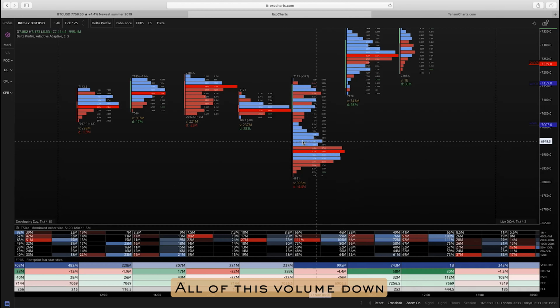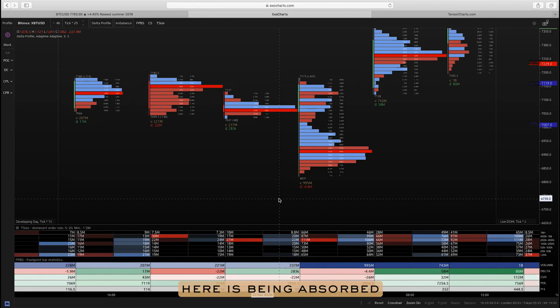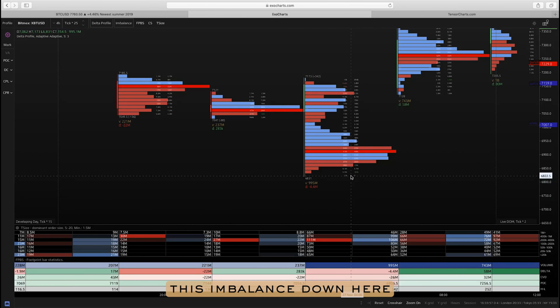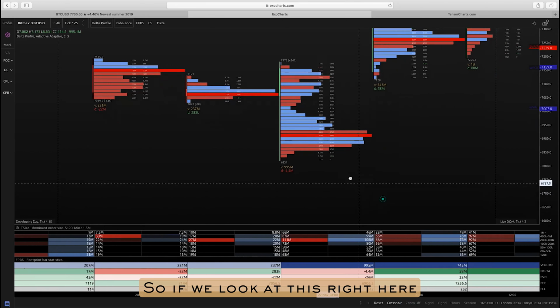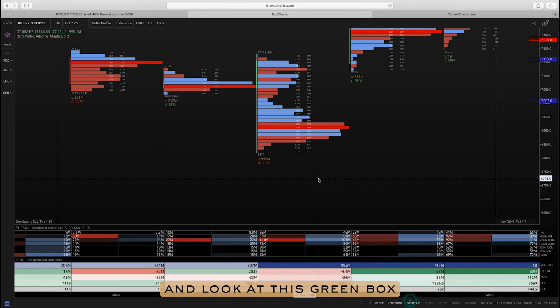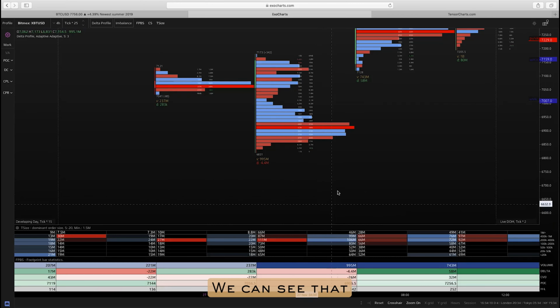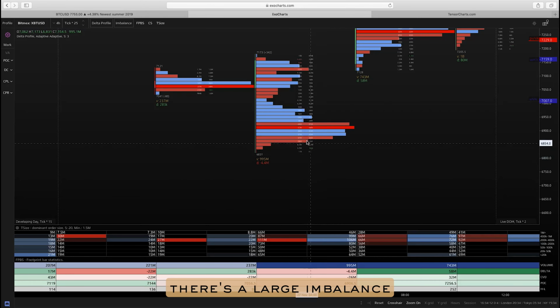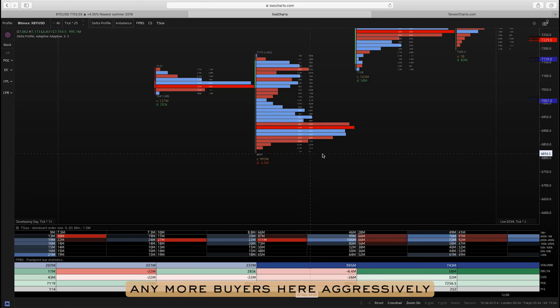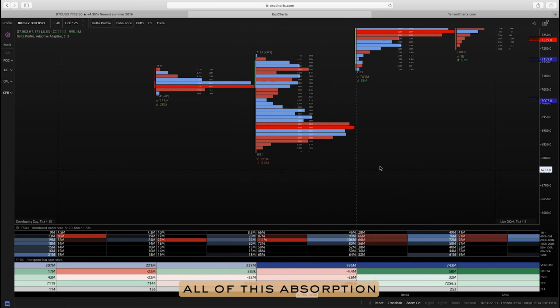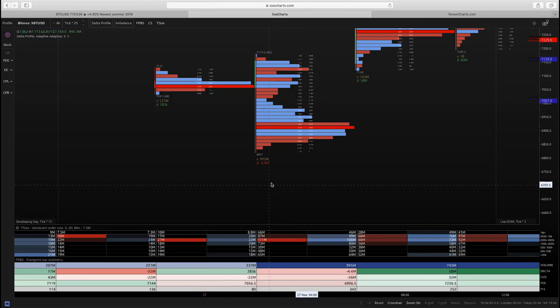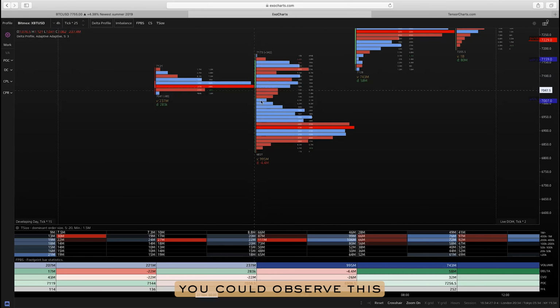So what does that mean? All of this volume down here is being absorbed. Another sign is this imbalance down here. If we look at this green box, 183,000 to 11,000, we can see that there's a large imbalance. And at the low, this 0 right here means that as price was walked down, it did not find any more buyers aggressively. Instead, all of this absorption is taking place into a limit wall. And the last thing, you can observe this as it's being printed.